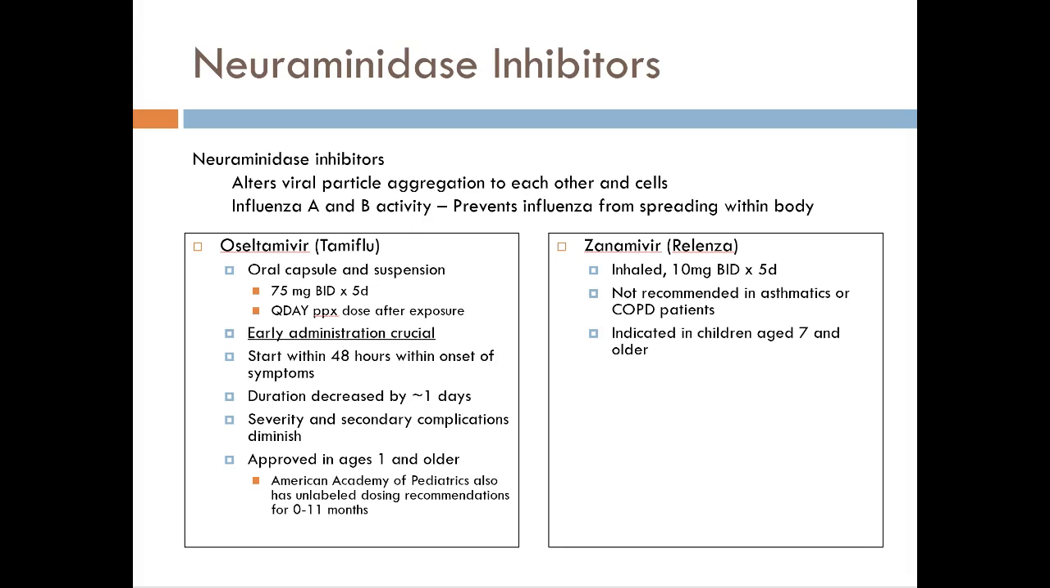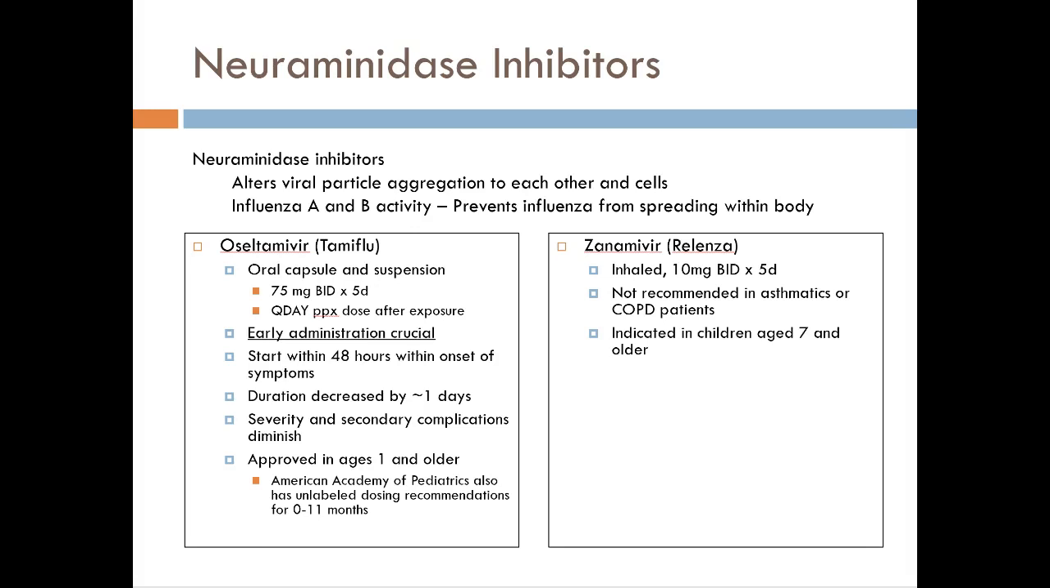All right, let's talk about a couple drugs used for influenza. There's neuraminidase inhibitors. So these drugs alter the viral particle aggregation to each other in cells. They have activity against both influenza A and B, and they prevent the spread of influenza within the body is essentially what they're doing. So it doesn't prevent the replication, but it prevents it from moving around in the body, which can prevent symptoms overall and can make the flu duration a little bit shorter.